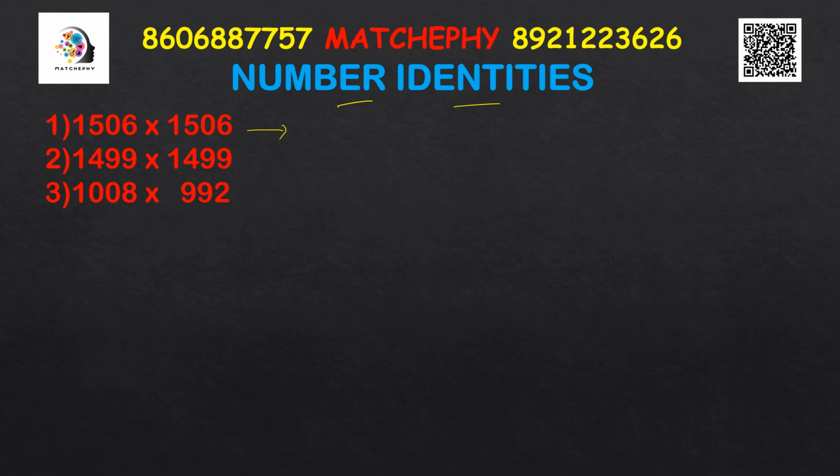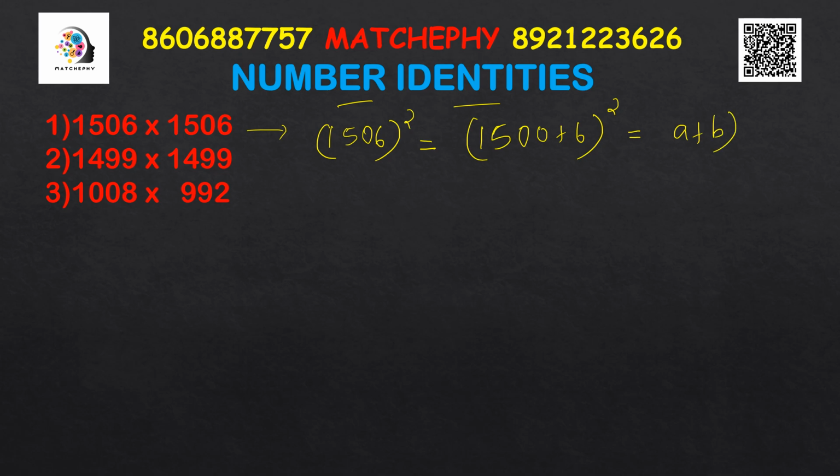So the first question here is 1506 into 1506. That means it can be written as 1506 the whole square, right? It can again be simplified as 1500 plus 6 the whole square. That means this can be taken in the form of the known identity of a plus b the whole square, where a can be taken as 1500 and b can be taken as 6.